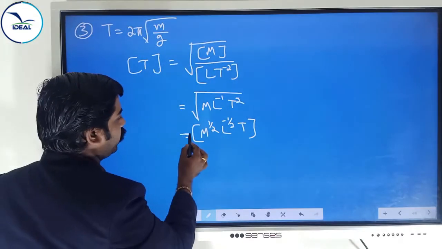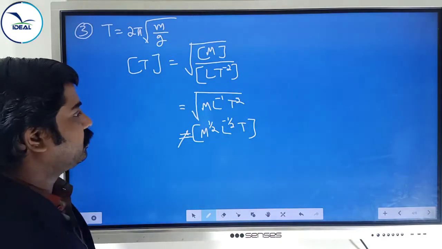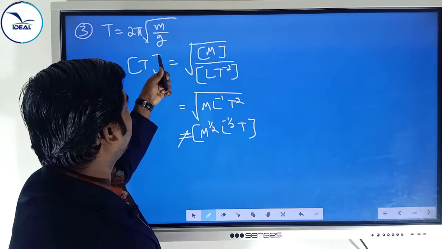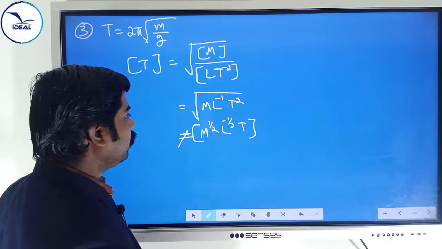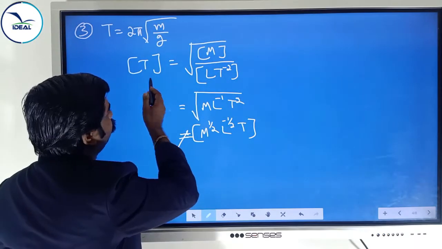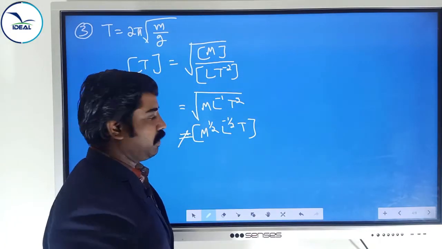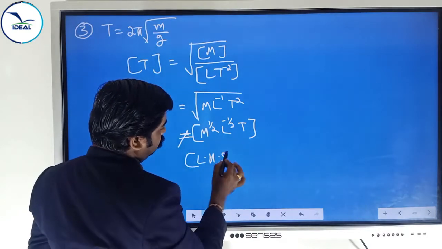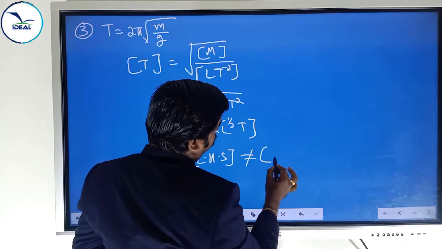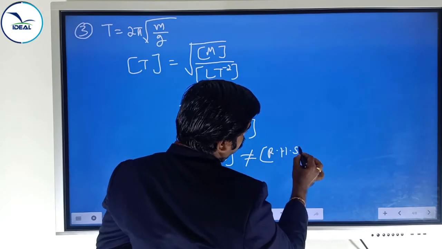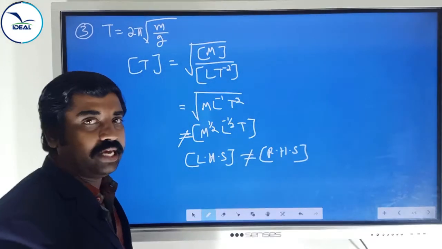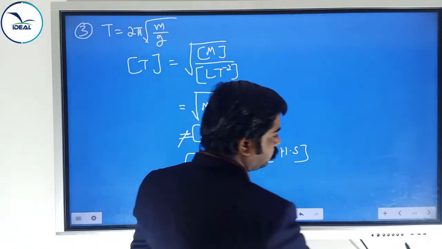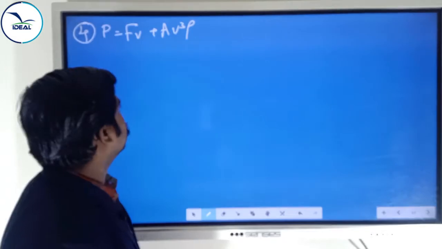So the dimension of T is not equal to that. So this equation is dimensionally wrong. Okay. So T equal to 2 pi root m by g is dimensionally wrong because the dimension of LHS is not equal to the dimension of RHS. So the equation is dimensionally wrong, meaning not correct. Okay, clear. So next question.